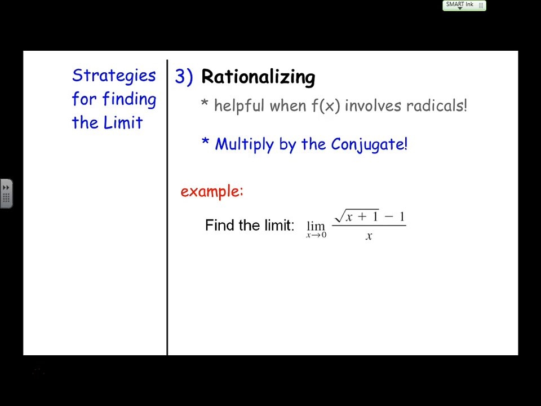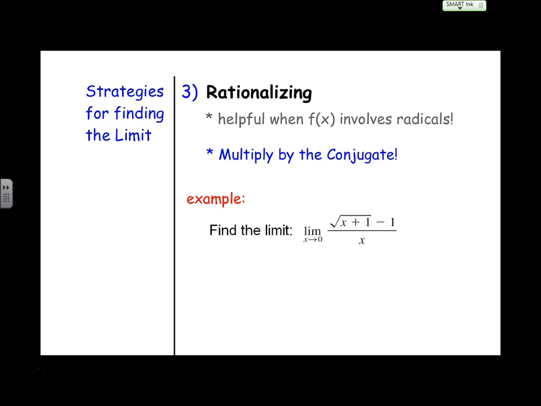Kiddos, you are writing down what to do. Strategies for finding the limits. Rationalizing. Helpful when I want you guys to underline radicals, when you have radical expressions. And then I want you to underline multiply by the conjugate.